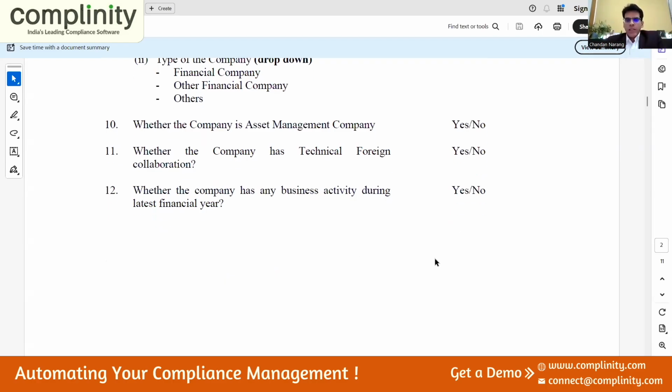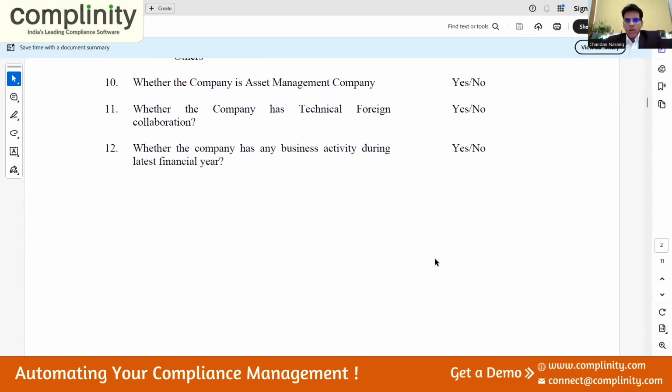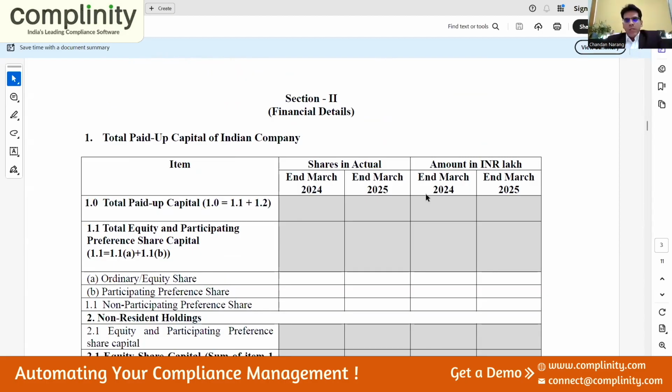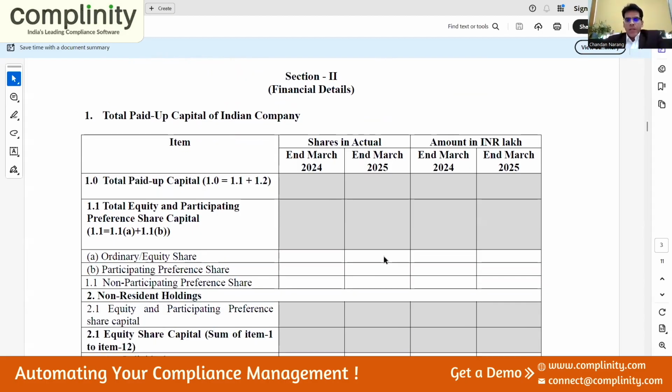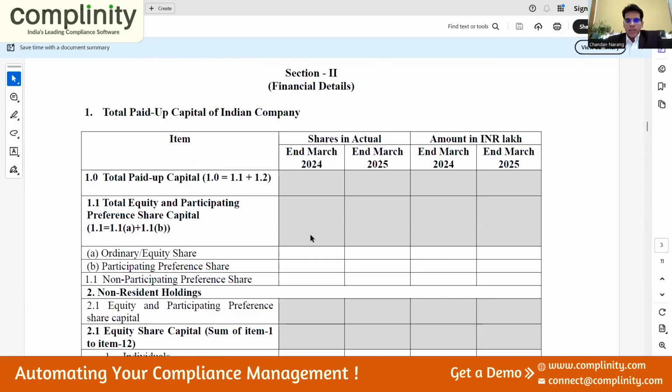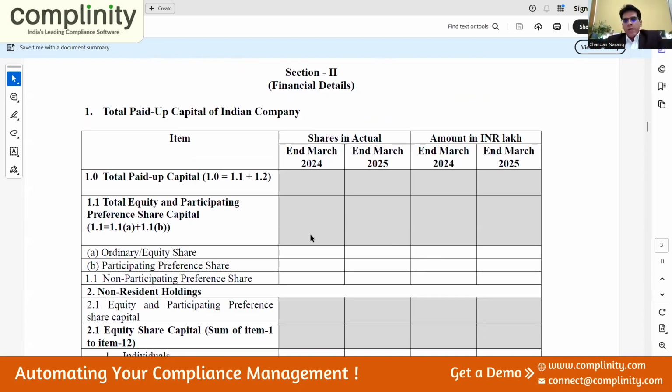So you would need to select it accordingly, whatever is applicable in your case. Moving on to section 2, a bit more details on the paid up share capital and the shareholding part. So total paid up capital, earlier you have mentioned the number of shares, ordinary equity, participating, etc. So again, we have to mention the number of classes also applicable in section 1.